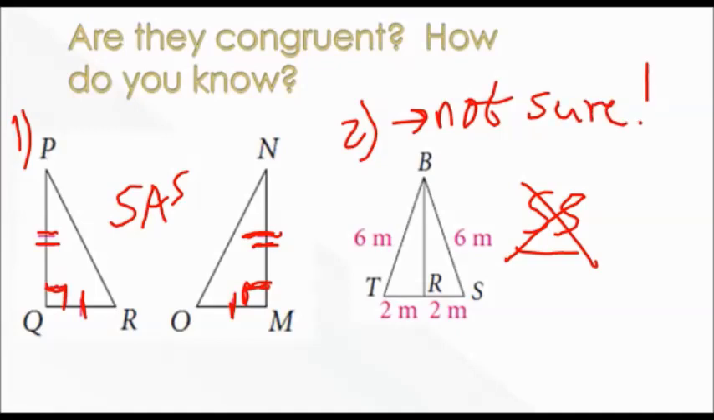because I don't know. Some textbooks will say no, but I don't really know that they're not congruent. They look like they are. I just don't know that they are, and so I can't make any claims at all. And so that's why I'm going to leave my answer as not sure for now.